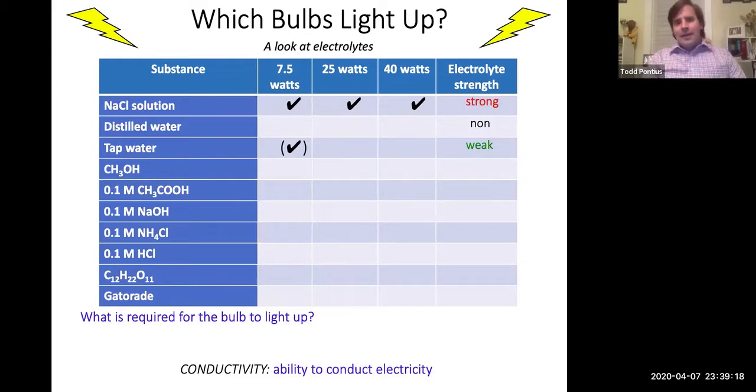Methanol. So methanol is a simple type of alcohol. Methanol is not going to get the job done. It's a non-electrolyte. It's not dissociating readily into ions.